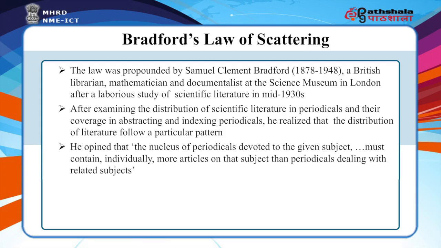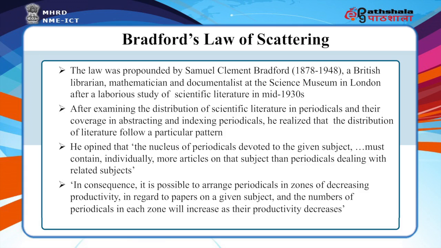He opined that the nucleus of periodicals devoted to the given subject must contain individually more articles on that subject than periodicals dealing with related subjects. In consequence, it is possible to arrange periodicals in zones of decreasing productivity in regard to papers on a given subject, and the number of periodicals in each zone will increase as their productivity decreases. Finally, the law took the shape as given in the definition below.